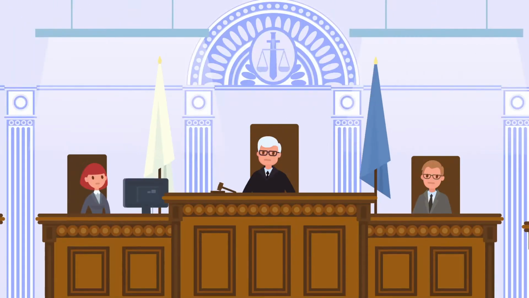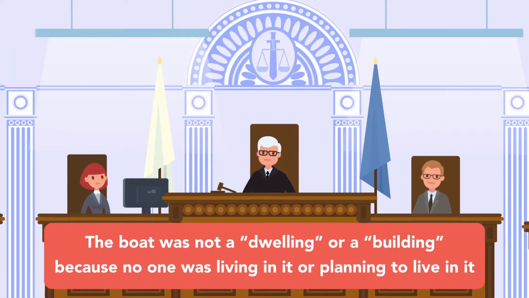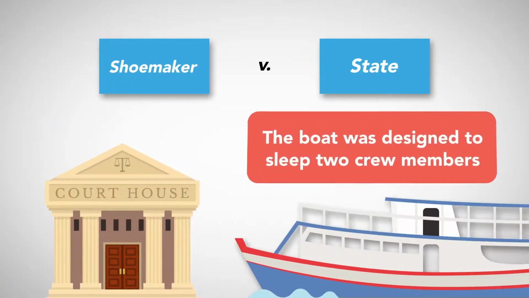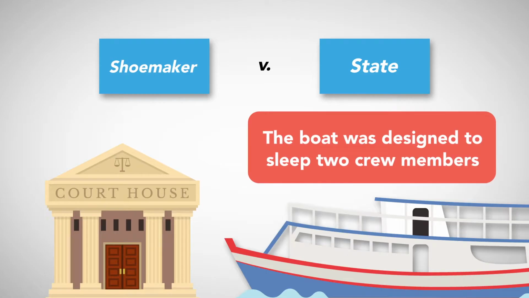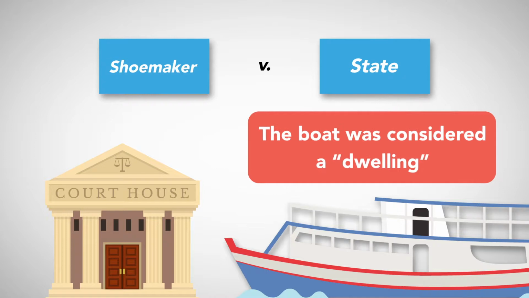The defendant argued that the boat was not a dwelling or a building because no one was living in it or planning to live in it at the time that he took possession. The court held that because the boat was designed to sleep 2 crew members, contained a galley, 2 bunks, and an indoor head, the boat was considered a dwelling.